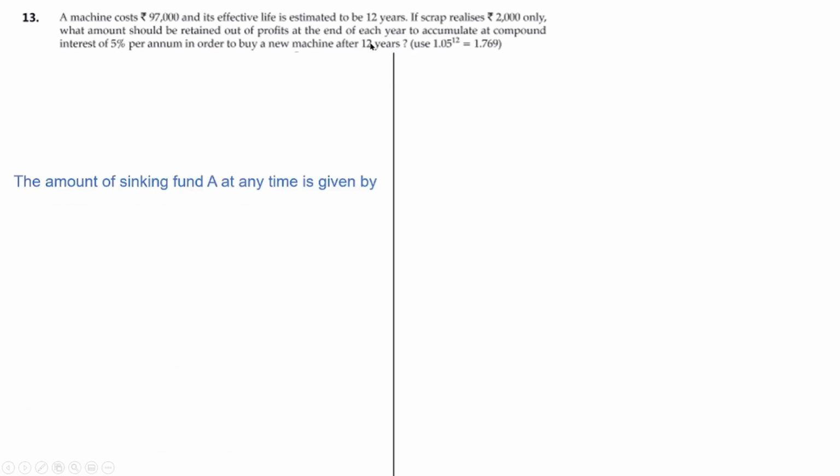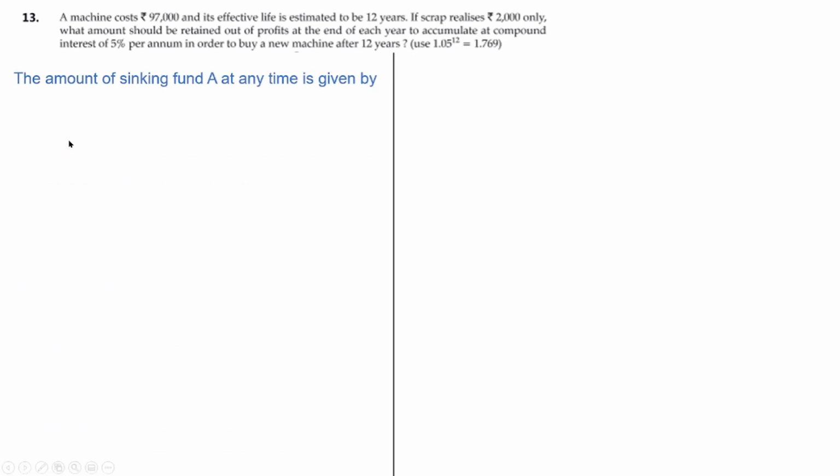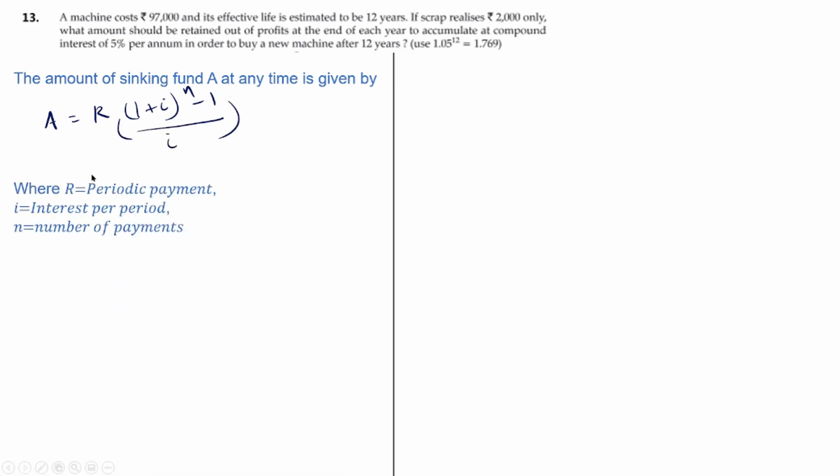So this is also a sinking fund question. The amount of sinking fund A at any time is given by A is equal to R into ((1 plus I) the whole raised to N minus 1) upon I, where R is periodic payment, I is interest per period, and N is the number of payments. Now we have A as 97,000 minus 2,000. So it is 95,000. So the sum accumulated should be 95,000.